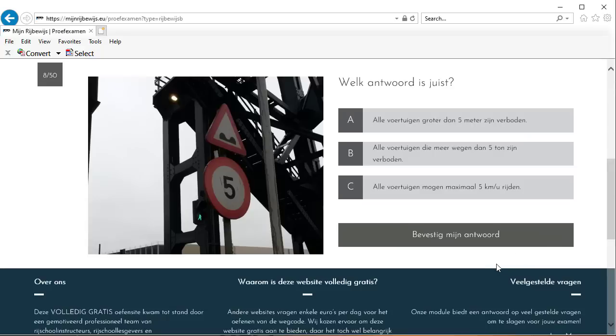Which answer is correct? Option A is all vehicles higher than 5 meters are prohibited. Option B is all vehicles which weigh more than 5 tons are prohibited. Option C is all vehicles must ride at a maximum speed of 5 kilometers per hour.